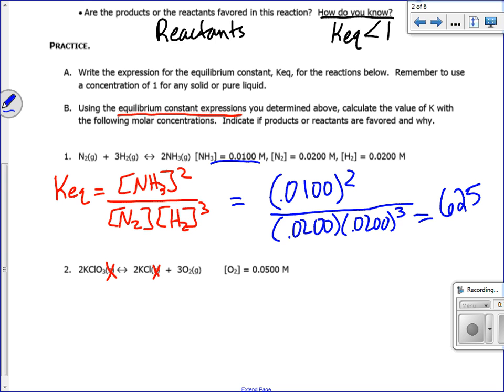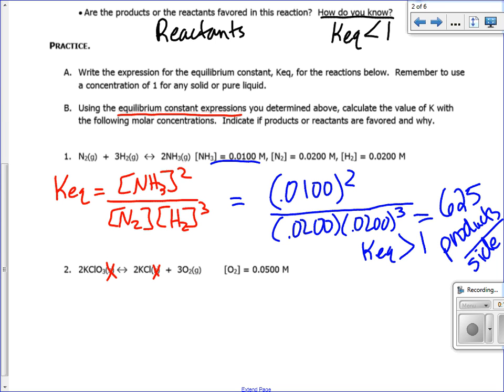Some of our K's can be like 1 times 10 to the 7th, super huge. So K values vary based on the ratio of the products and the reactants. In this case, KEQ is greater than 1. So what does that mean about our equilibrium position? Which side? Product side. Good. Product side is where our equilibrium position is located, and it's favored.